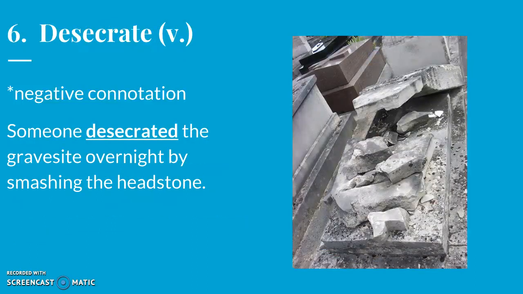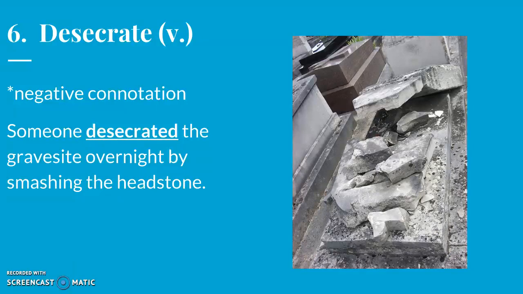Number 6 is desecrate, which is a verb. The definition for desecrate is to show disrespect to something sacred or to contaminate or pollute something by turning it into something terrible. So this is often going to be associated with things that we hold sacred. This has a negative connotation because you're doing something wrong to those sacred things.